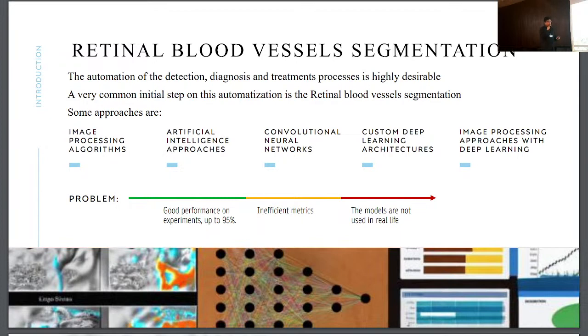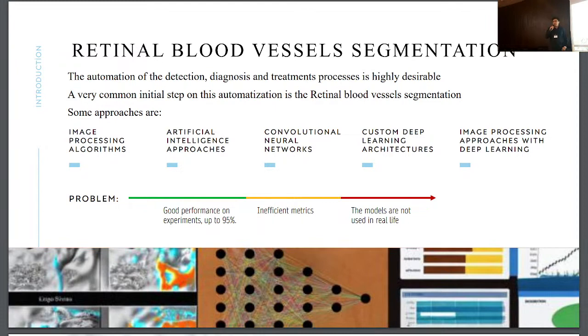Once we know the importance of this, why do we need this kind of segmentation? Because in the diagnosis and treatment of these kinds of diseases, we first want to automate the whole process. And one common first step in this process is the retinal blood vessel segmentation. This has been tried for a long time from different approaches, for example image processing, artificial intelligence approaches, convolutional neural networks, custom deep learning architectures, and image processing combined with deep learning.